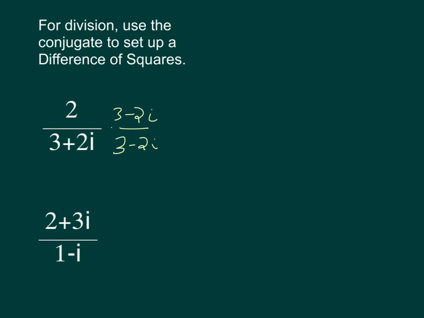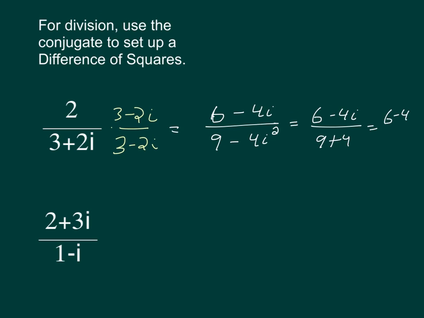Now, in the numerator, that's just going to be a distributive property, so 2 times 3 is 6, minus 2 times 2i is 4i, and in my denominator, it's a difference of squares, 3 plus 2i times 3 minus 2i, so I'm going to get 3 squared, which is 9, minus 2i squared, which is 4i squared. So 6 minus 4i is what I have in my numerator, and 4i squared, well, the i squared is negative 1, so it's going to turn the minus 4 into a plus 4, is really what's happening there. And that leaves me with my final answer of 6 minus 4i over 13.